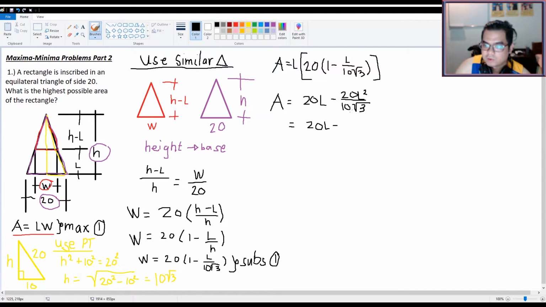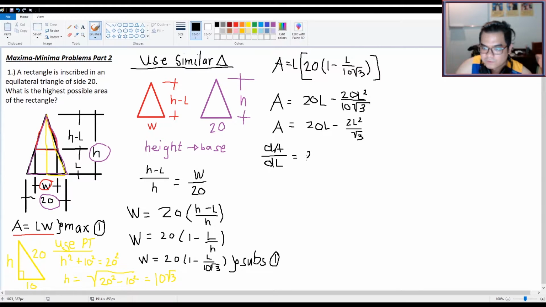So this is also equal to 20L minus, that's 20 over 10, you'll just have 2L squared all over square root of 3. Now we were able to express the area into one variable only, which is L. Now we can differentiate or perform the first derivative in this equation. So performing first derivative, that will become dA over dL, the derivative of the area with respect to the length.